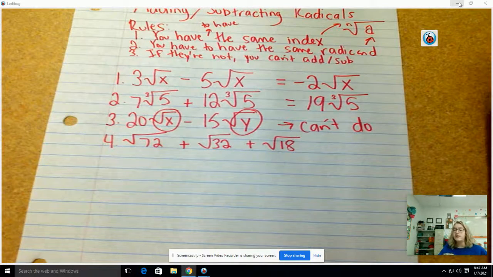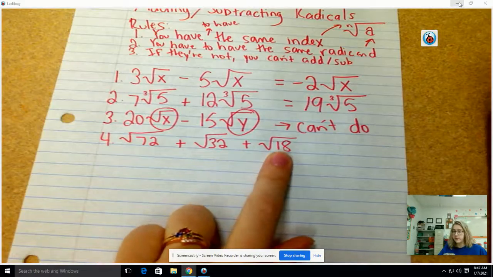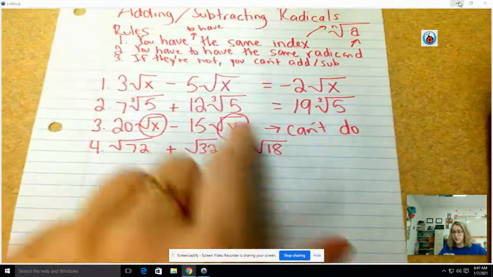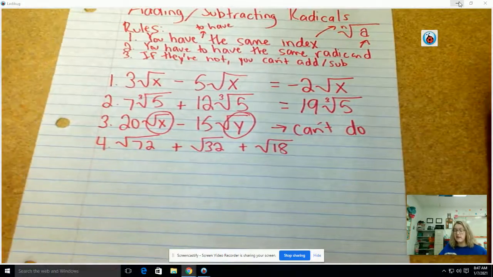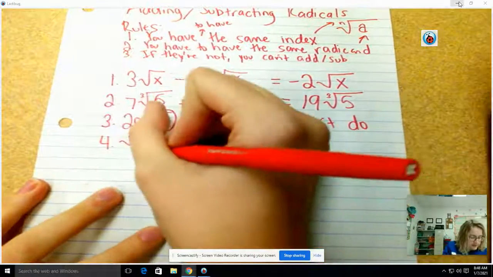So first we check, do we have the same index? Yep, all square roots. Do we have the same radicand? No, we do not, but these are not in simplest form. So we always want what's in our radical to be in simplest form. These are not, so we're going to have to go back to what we've been doing this whole time and start simplifying these radicals. So we'll start with 72.